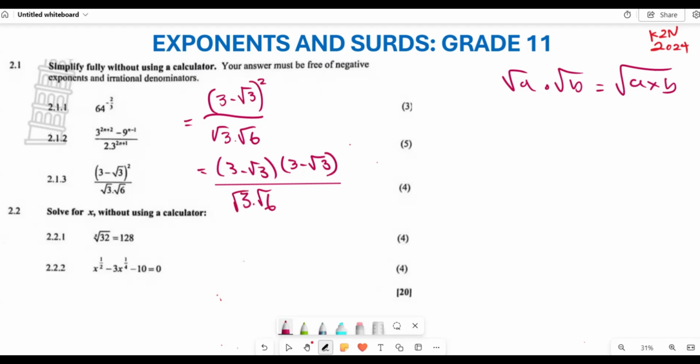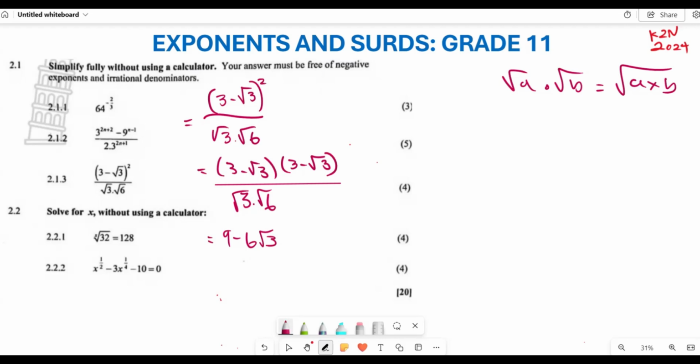Before that, let me just check my numerator first and see what I'm going to have. Now 3 multiplied by 3 is going to give me 9. Then 3 multiplied by negative root 3 is going to be negative 3 root 3. This is going to be also negative 3 root 3, which is going to be the same as negative 6 root 3. Are we together?